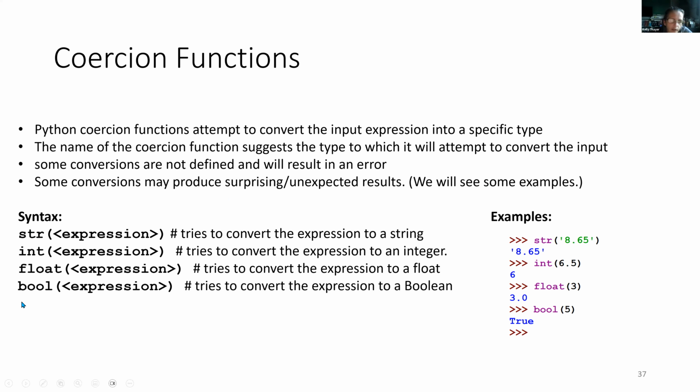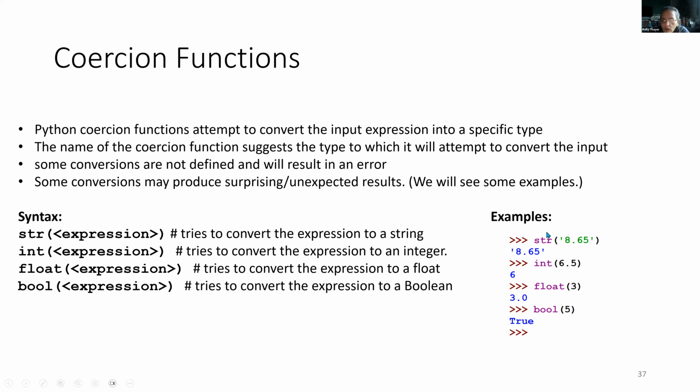So here's the syntax of our various coercion functions. So str, as you might suspect, will attempt to convert the expression into a string. Int will attempt to convert the expression into an integer, float similarly will try to convert the expression into a float, and bool will try to convert the expression into a Boolean. Here are some examples being shown over here.